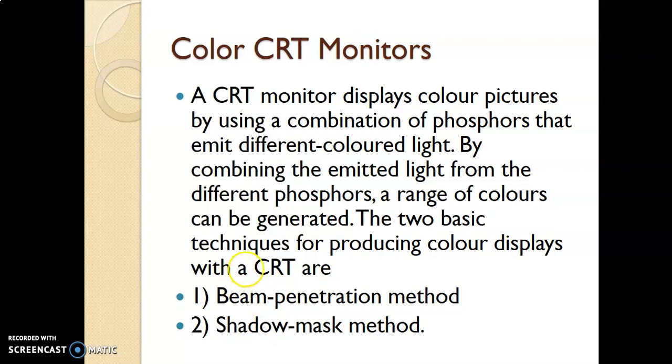We have color CRT monitors also. A CRT monitor displays color pictures by using a combination of phosphors that emit different colored lights. By combining the emitted light from the different phosphors, a range of colors can be generated. The two basic techniques for producing color displays with a CRT are the beam penetration method and the shadow mask method.